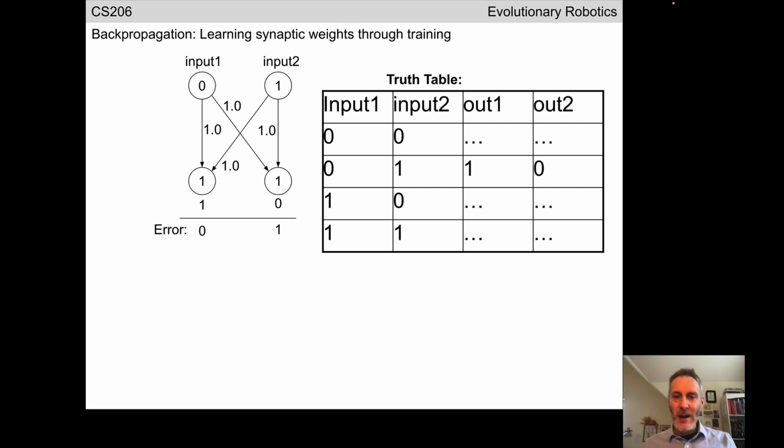Okay, just a couple of other items I wanted to mention about neural networks before we move on to evolutionary algorithms.